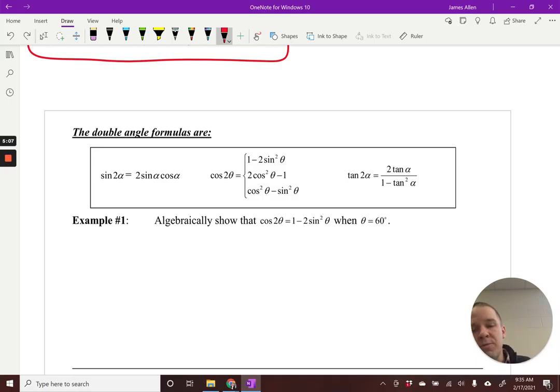Okay. So algebraically, we're going to show that cosine of 2 theta is indeed equal to 1 minus 2 sine squared theta when theta equals 60. So we're going to do that with an actual measure rather than just derive it. So let's go for it.